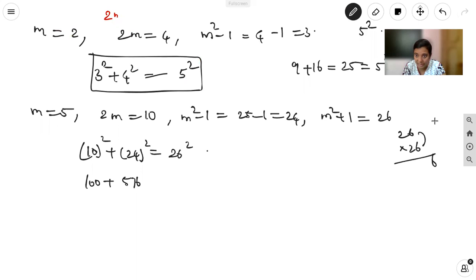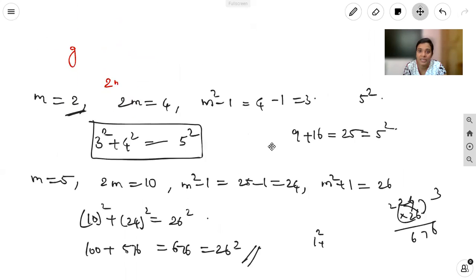6 squared is 36, 12 plus 12 is 24, 2 to the 4 is 16, so the total is 676. It's exactly 676, which is equal to 26 squared. The rule is satisfied for whatever numbers we take. So 1 squared plus 2 squared, it's not. But by choosing any number for m, the relation is satisfied.